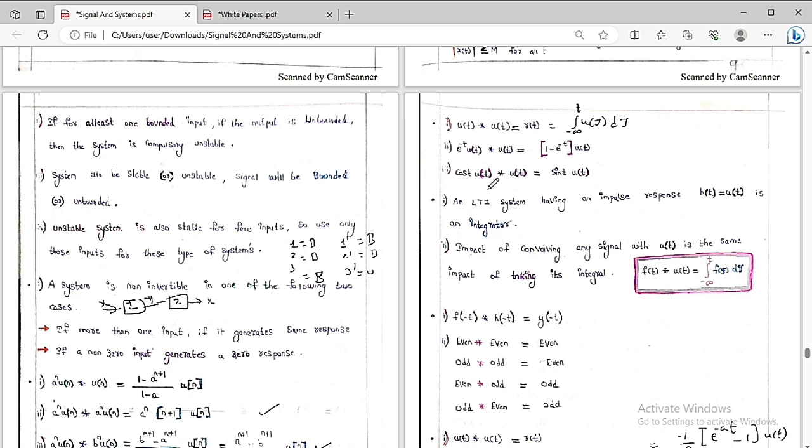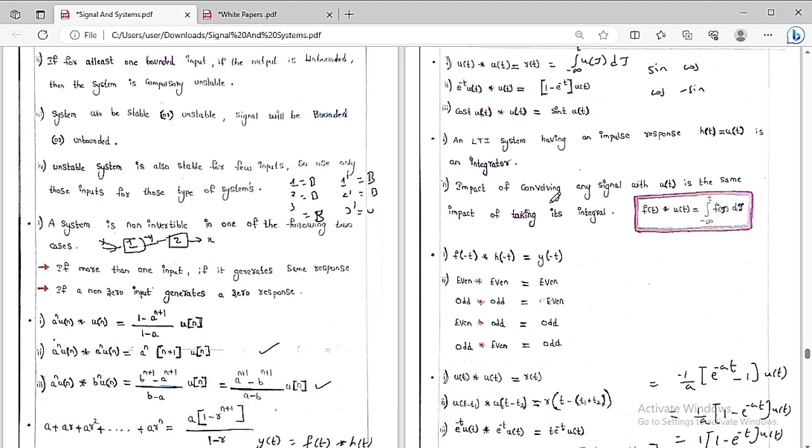Then cos t into u of t, convolution of u of t. I have already told you, this is f of t and this is u of t. So the integration of f of t is nothing but the integration of cos, which is sine, since the derivative of sine is cos and the derivative of cos is minus sine. So the integration of cos is nothing but sine. Therefore, I have already told you f of t convolution of u of t is equal to the integration from tau equal to minus infinity to t of f of tau d tau. So the integration of cos is nothing but sin t. That's it, sin t into u of t.